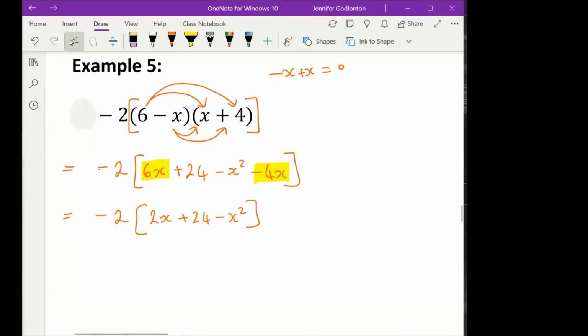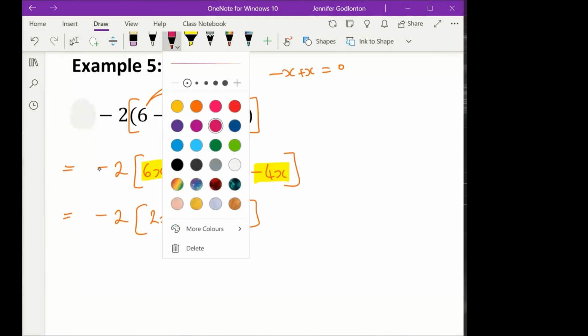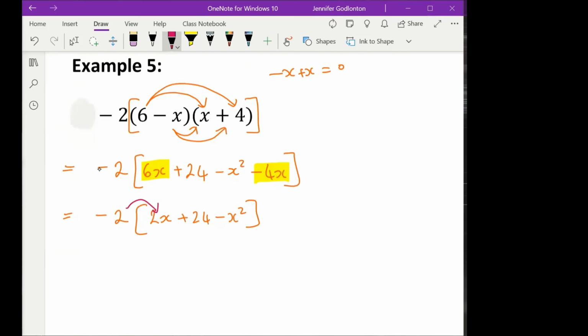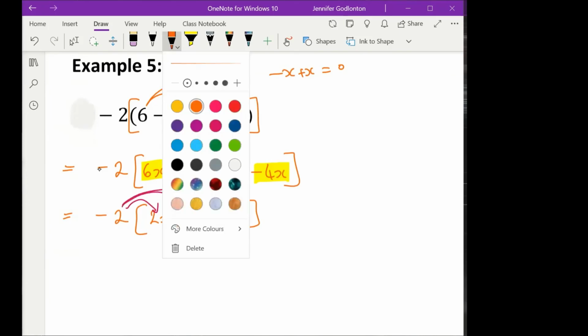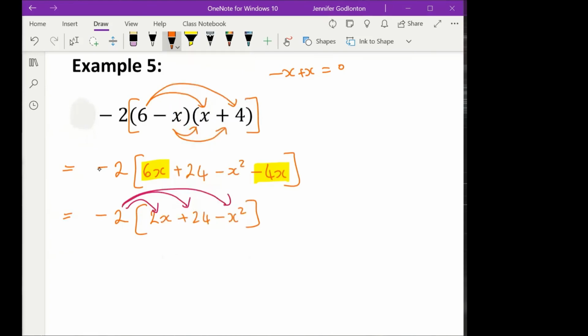Then our third step is we now want to bring in this negative 2 into all three terms. So I'm going to say, well, negative 2 times 2x is going to give me negative 4x. Negative 2 times 24 is going to give me negative 48. And negative 2 times negative x squared is going to give me positive 2x squared. And remember, these can be in any order. So I could also have written 2x squared minus 4x minus 48. They mean the same thing.